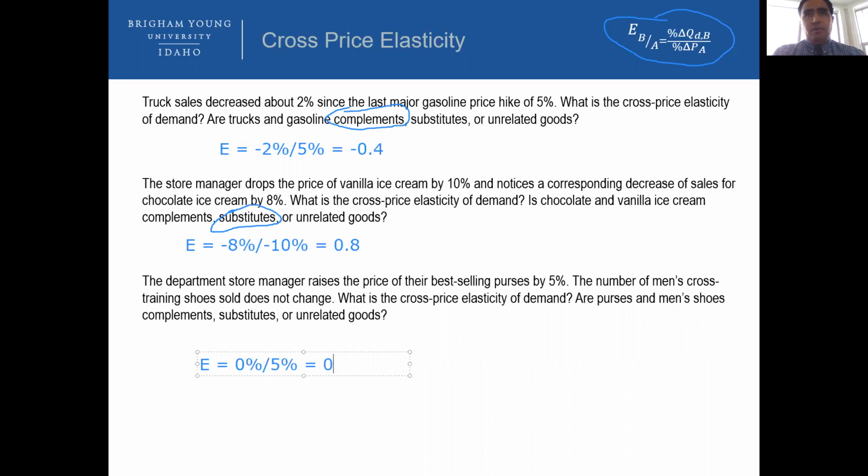So with a cross price elasticity of 0, that means they are unrelated to each other. You can change the price of purses all you want, and that will not change how many men's shoes are sold in this particular department store.